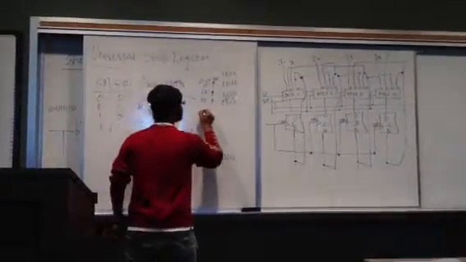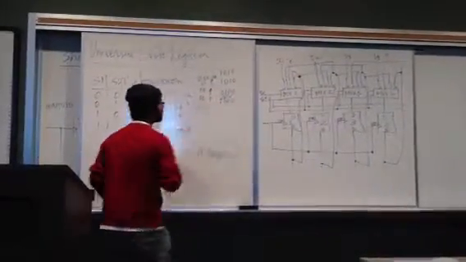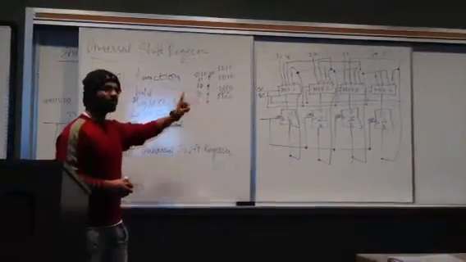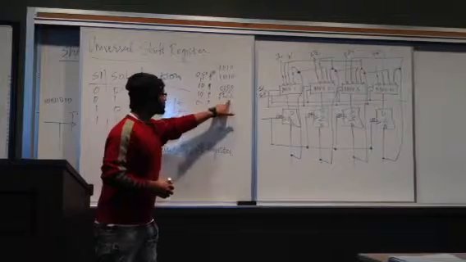Now if I provide a 0, 1 and a rising edge on the clock, when I provide 0, 1, the current state is 1, 0, 0, 0.